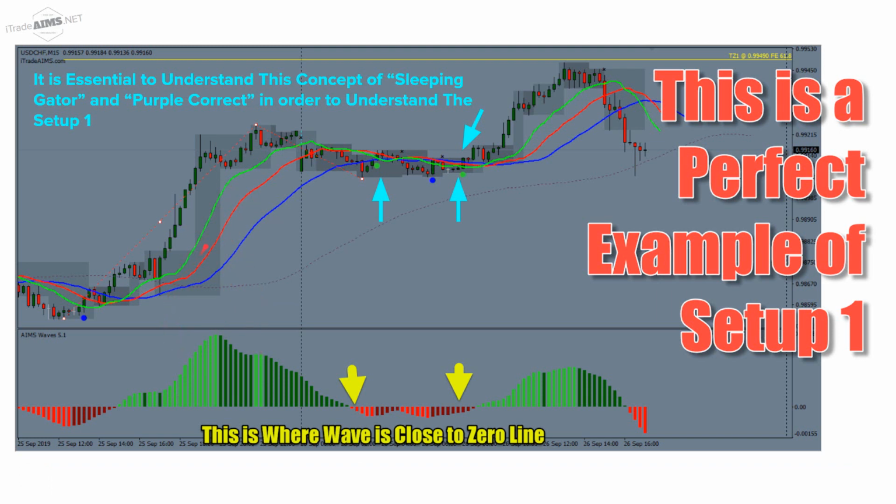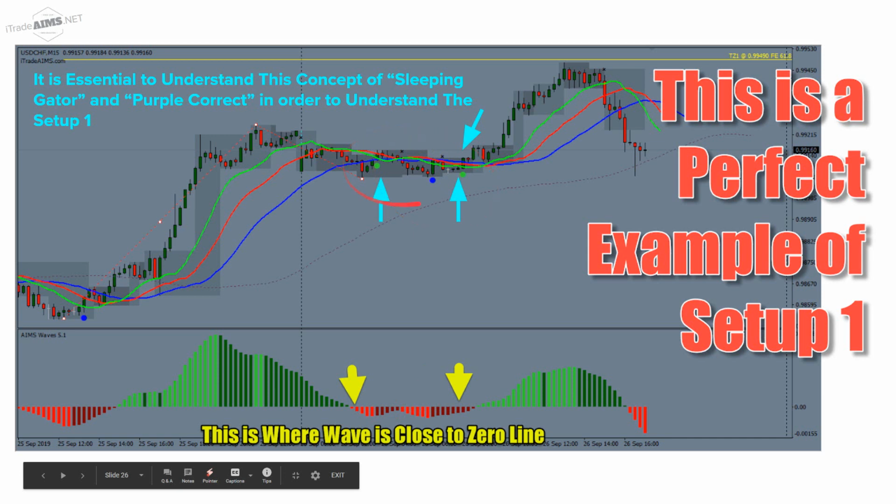So when the gator is open and an impulse wave is going like this, the gator would open and AO would peak. And as it loses momentum, AO would show you that it's losing momentum by showing divergence. As you can see, there's divergence here. And then price goes sideways. As the market is not printing new highs, it would box itself. There's a term you will learn about in the next tutorial, the AIMS box. So the market boxes itself, the gator sleeps, AO is close to the zero line. This becomes the setup one.